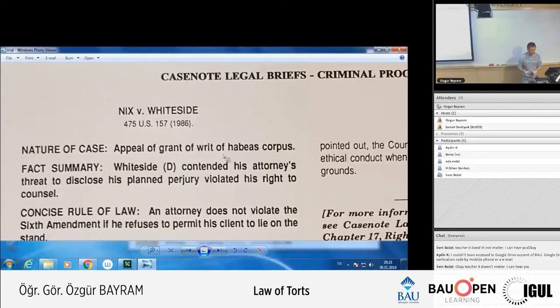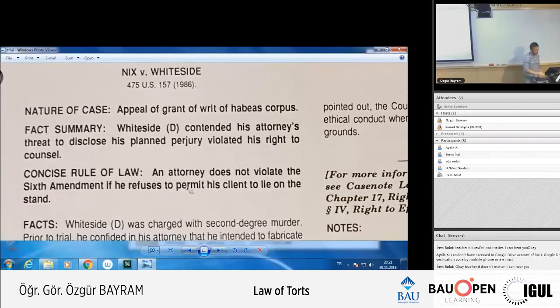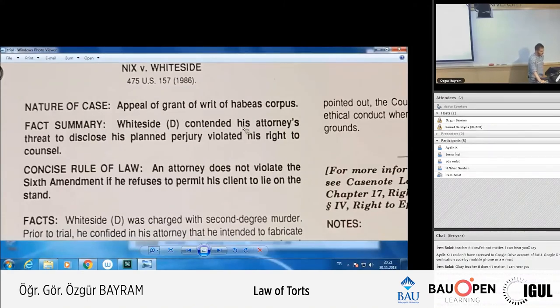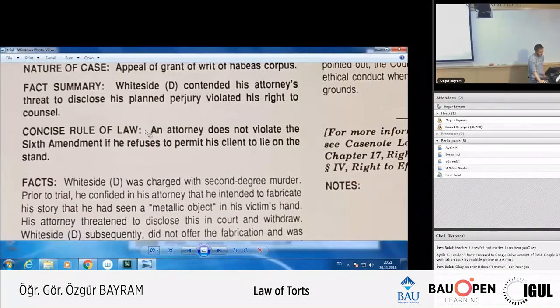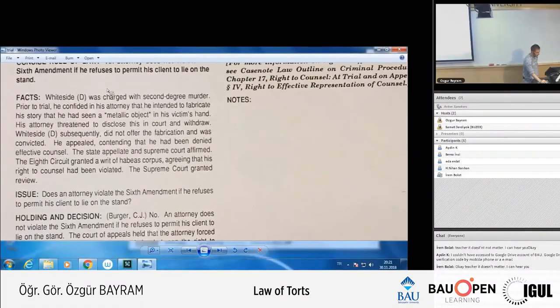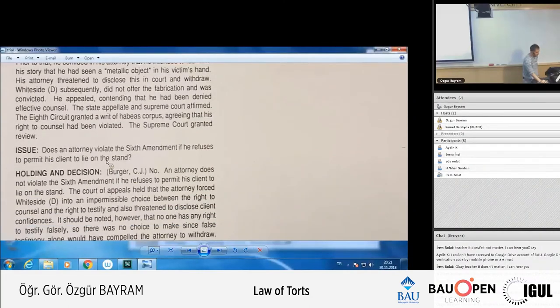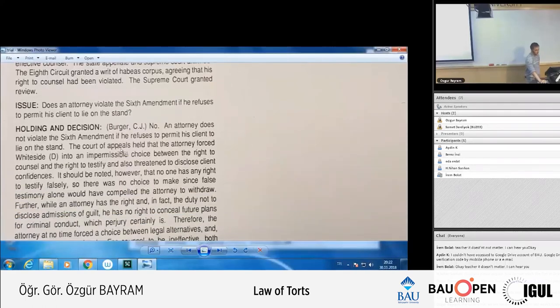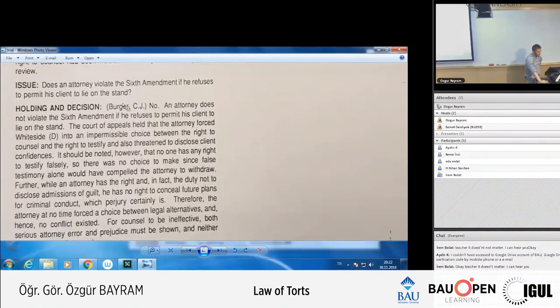So the defendant, or the accused, wants habeas corpus still. Fact summary, what happened, özeti. Concise rule of law, what the law says, eldeki kanun, about this situation. And these are the facts. What happened, ne oldu, in detail. And then the issue, yani tartışılan mevzu ne, konu ne. Okay, neyi tartışıyoruz? Holding, a decision, kararı.